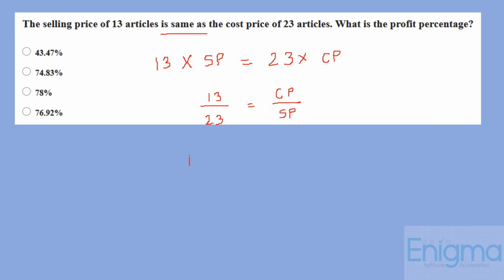Hence, we get profit as 10. Hence, profit percentage becomes 10 upon cost price, which is 13, into 100. Hence, our answer comes as 76.92%.